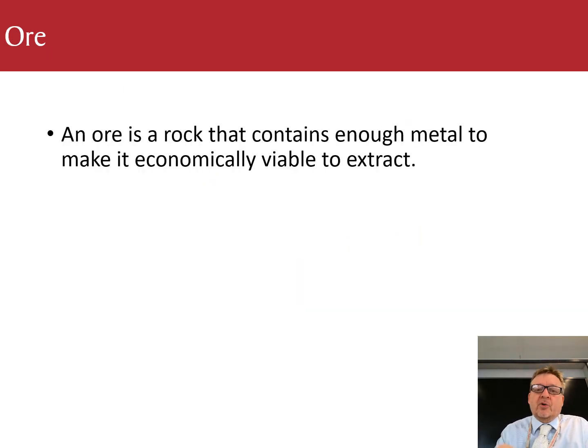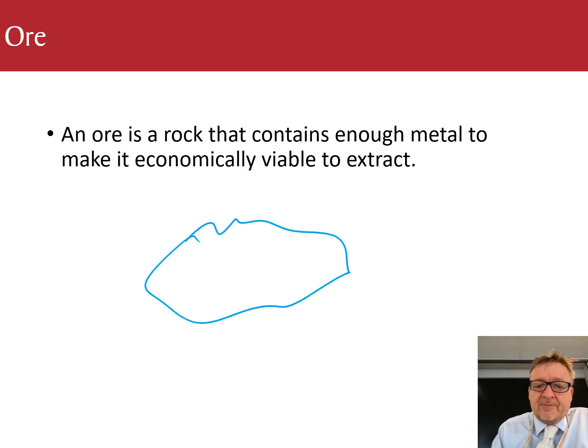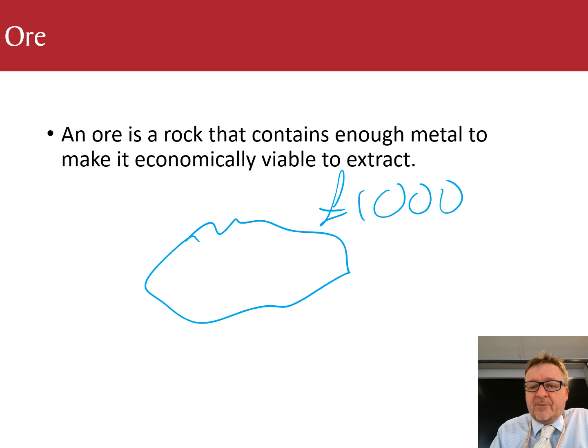An ore. An ore is a rock that contains enough metal to make it economically viable to extract. There's my rock. If I had to spend £1,000 extracting the metal, and the metal was only worth £400, it's not financially viable to do. So an ore is a rock where you extract the metal and you actually make a profit from it. That is an ore.